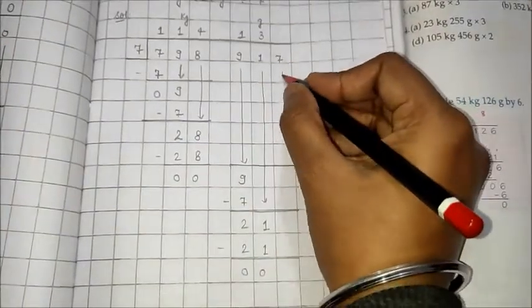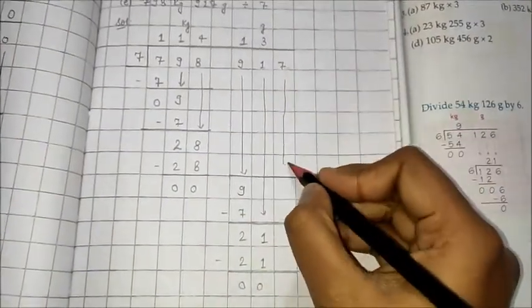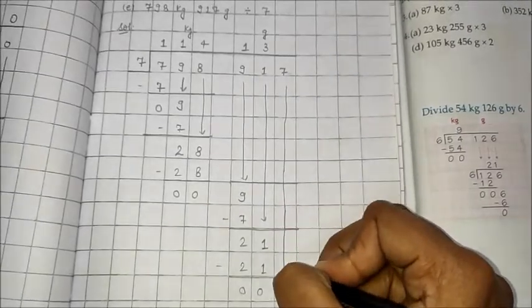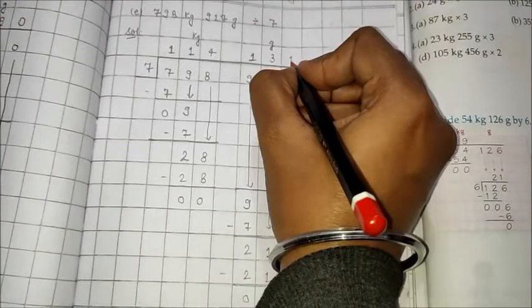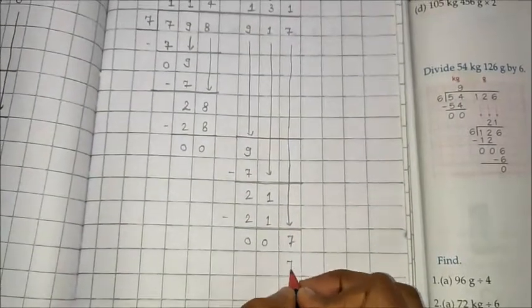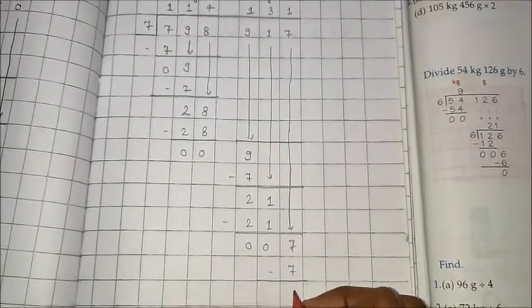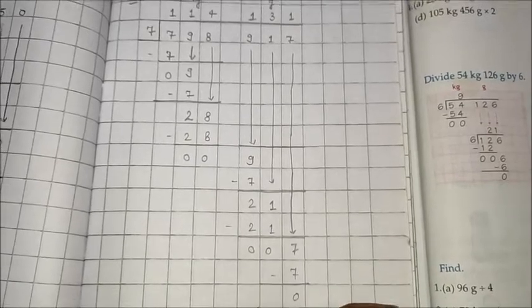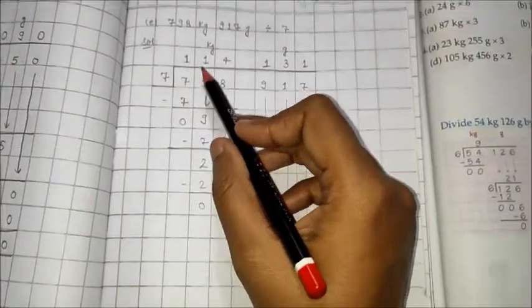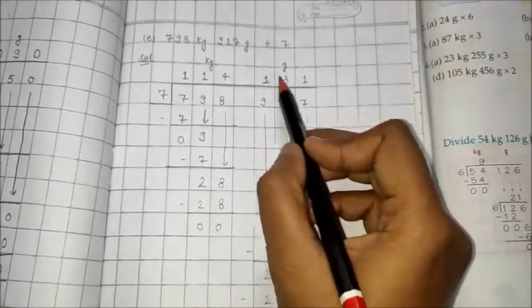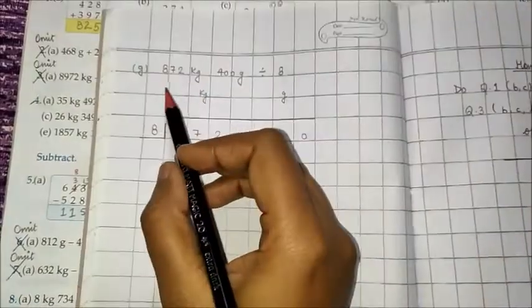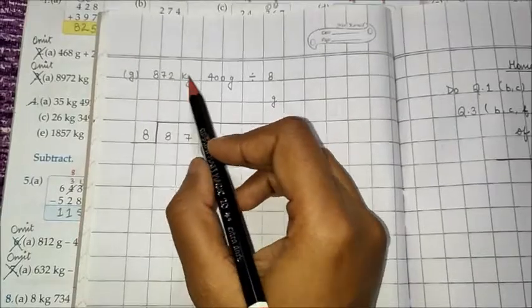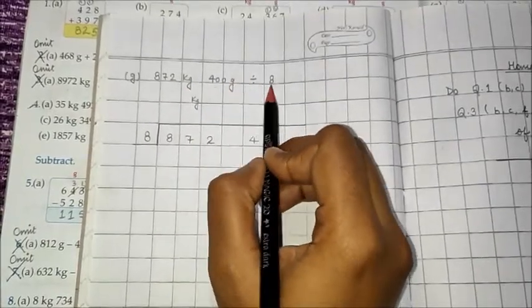At last there is 7, so we are going to write this 7 next. And 7 की टेबल में 7 1 टाइम आता है, so 1 time 7 and then subtract, the remainder will be 0. And what is the answer? The answer is 114 kilogram 131 gram. This is the answer. In G part it is given 872 kilogram 400 gram divided by 8.